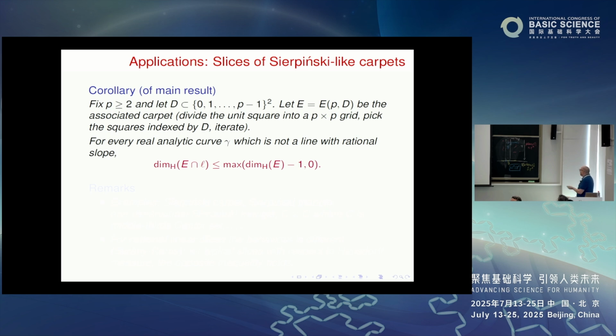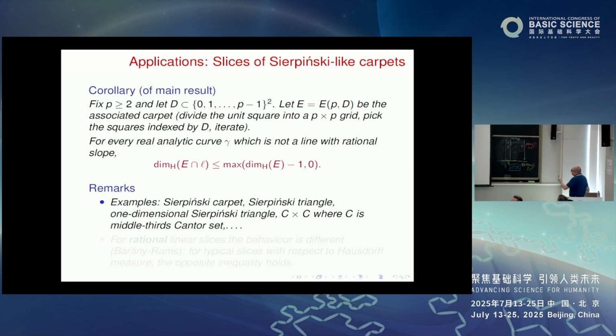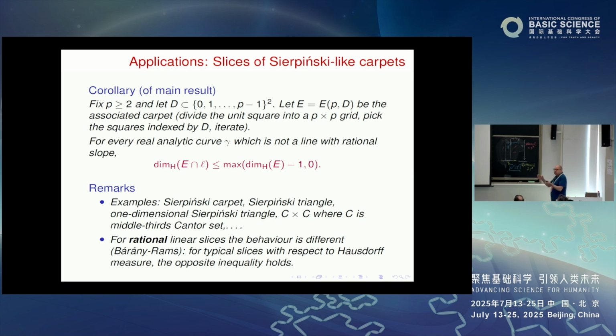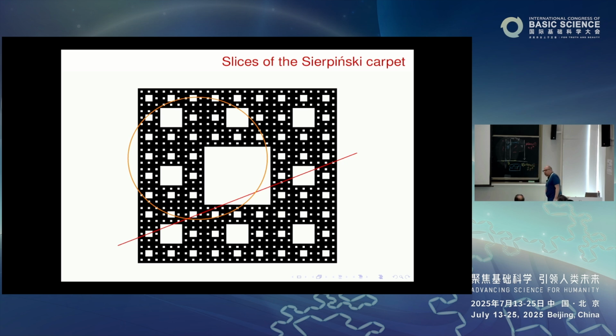Okay, instead of slicing, so you can slice many things. So instead of slicing the product of a times 2 and a times 3 invariant set, you can slice, for example, the Sierpinski carpet. And if you slice the Sierpinski carpet, well, you have to be careful because the Sierpinski carpet contains lots of segments.